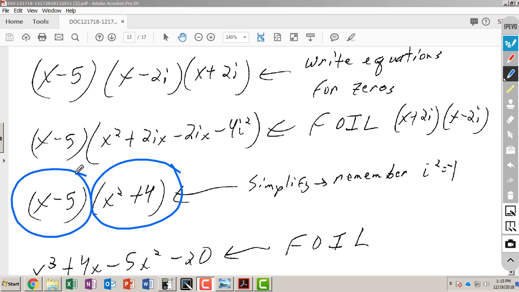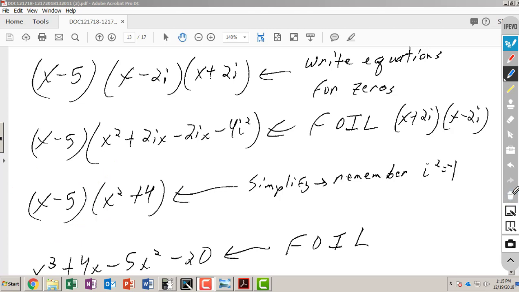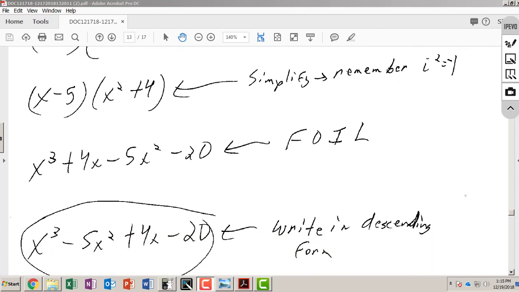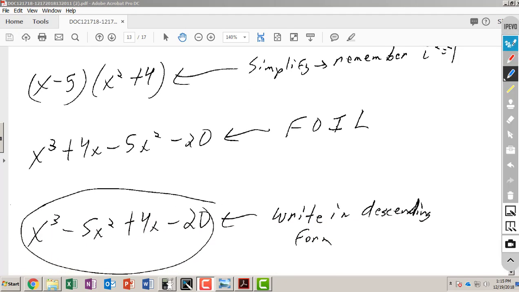So now I'm going to FOIL those together. When I FOIL those together, doing first, outside, inside, last, I end up with this equation right here. So here's my firsts. I've got x times x squared. That's going to give me x cubed. And then my outsides is going to be x and 4. So multiply those two together and I get 4x.